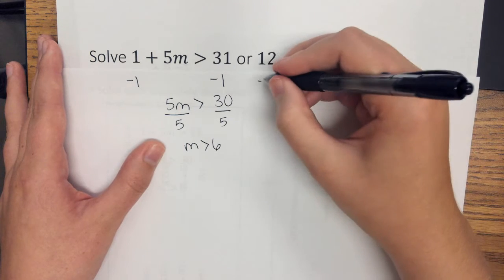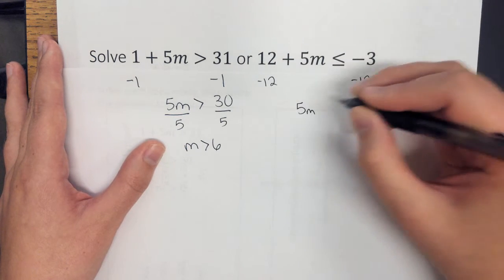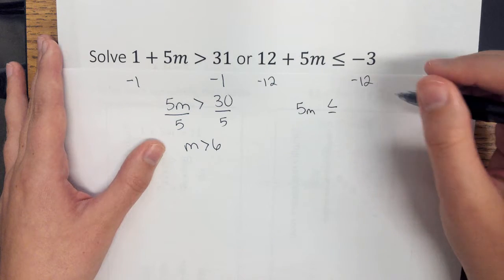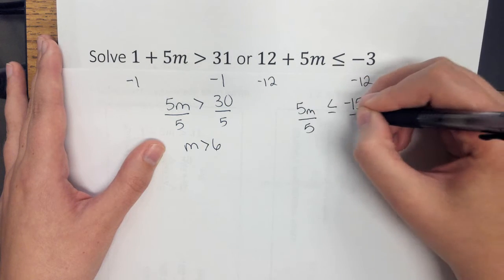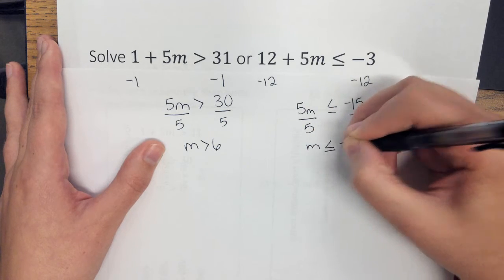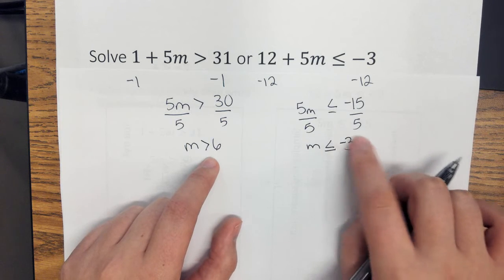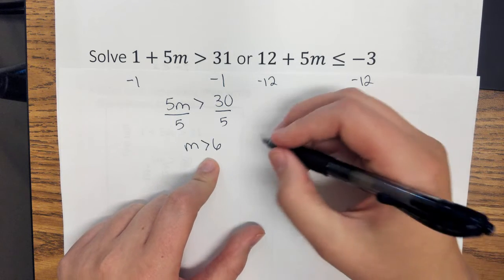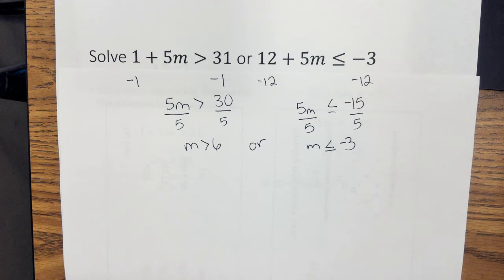Over here I'm going to subtract 12. So 5m is less than or equal to negative 3 minus 12, which is negative 15. Divide by 5, and m is less than or equal to negative 3. So one or the other of these things has to be true. Either m has to be less than or equal to negative 3, or m has to be greater than 6. It can't be in between.